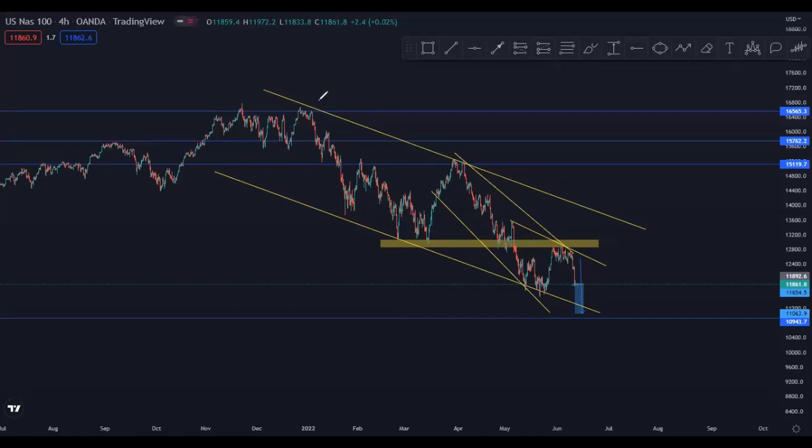As you can see, Nasdaq has been trending to the downside for quite a long time now. It's been giving us lower highs and lower lows.